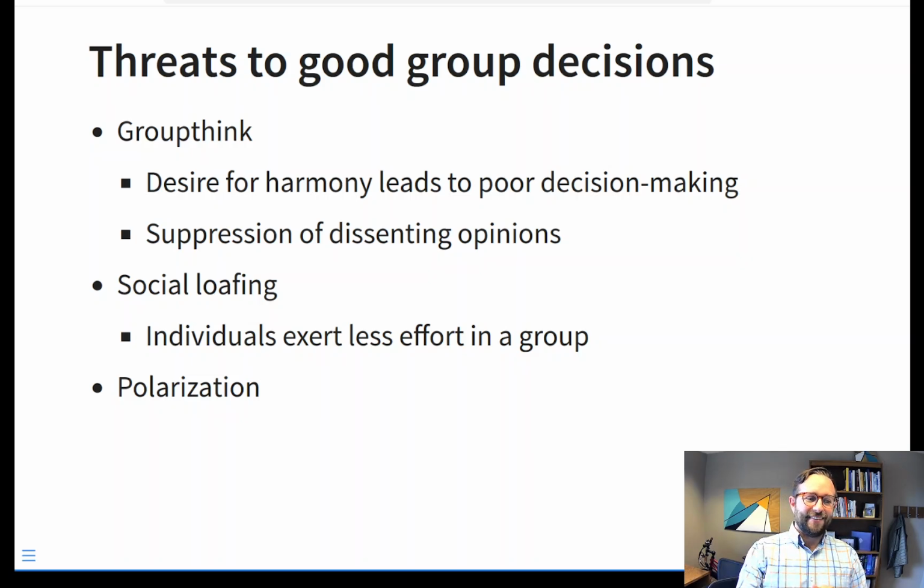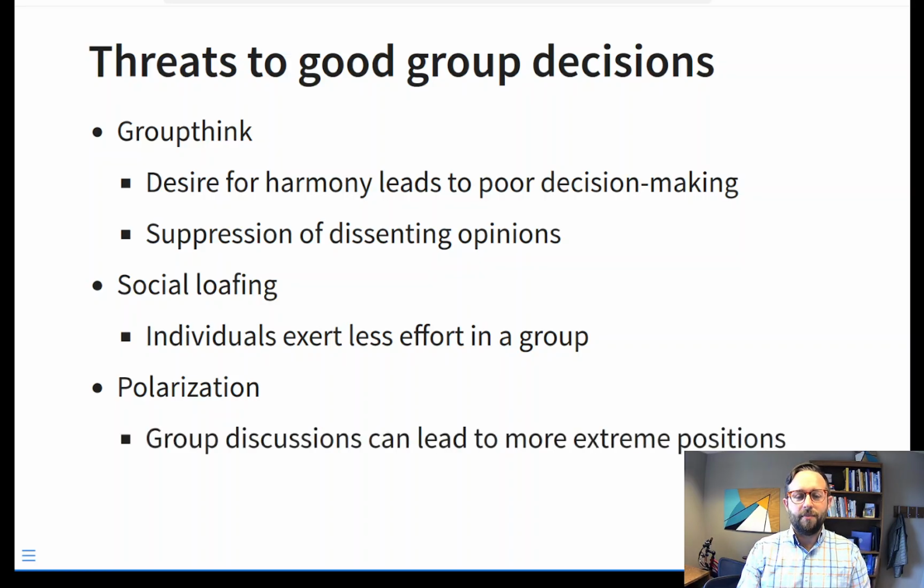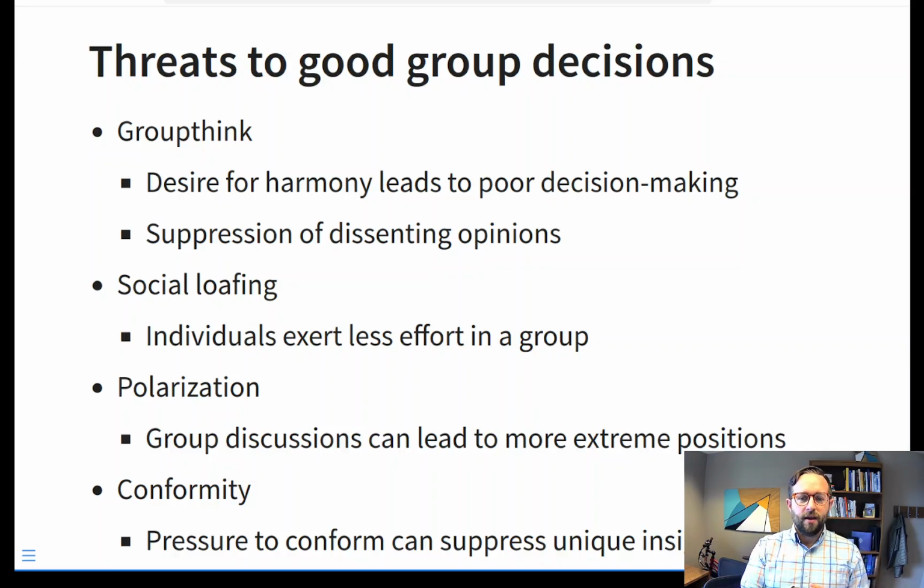Another one, not as common a problem, but can be a problem in group decision making, is polarization. There's some evidence that group discussions can lead to extreme positions. For example, in the radicalization literature, in radicalizing communities, sometimes a group can become radicalized because having a more radical position on the topic is seen as morally or socially beneficial, and so the whole group talks itself into becoming more and more radical. And then finally, and related to this, conformity. This is similar to groupthink, but there's pressure to conform, pressure to go along with the group. And that can suppress the ability to bring in outside information.